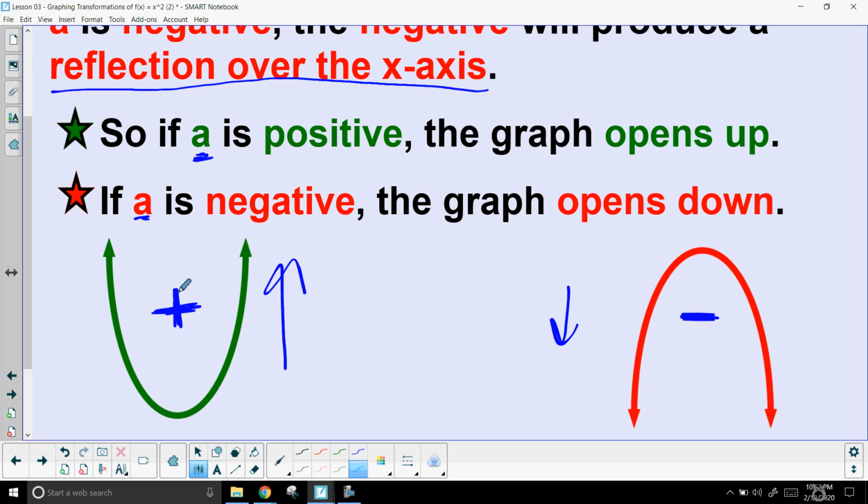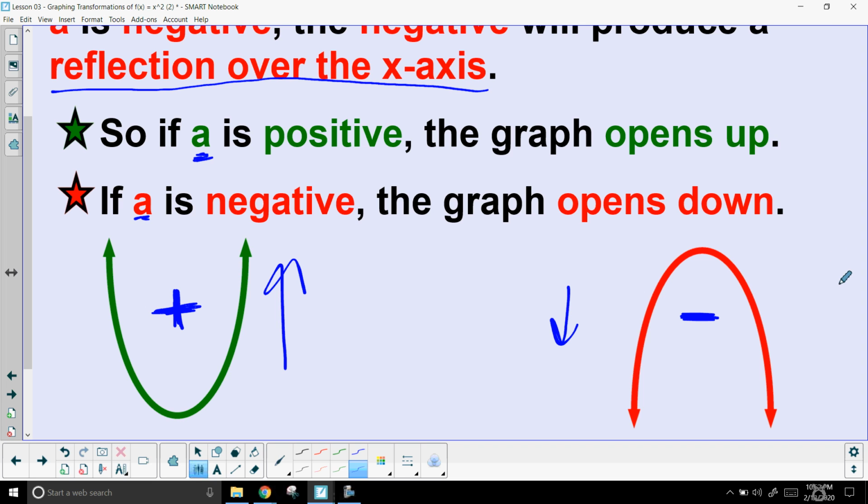I tend to relate this to a valley, the positive, this one to a mountain, or a cup filling up and a cup you dumped out. Whatever helps, okay? All right, let's keep going.